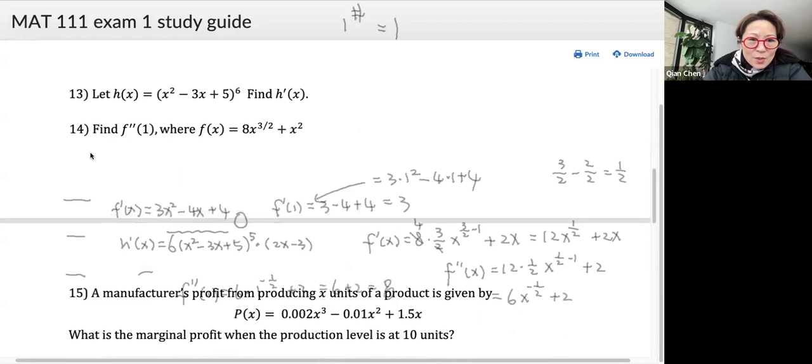Okay, anyone has any questions? So 14, the problem is just the exponents. The exponent is a fraction. You just keep it because in the end you have to substitute 1 into it.